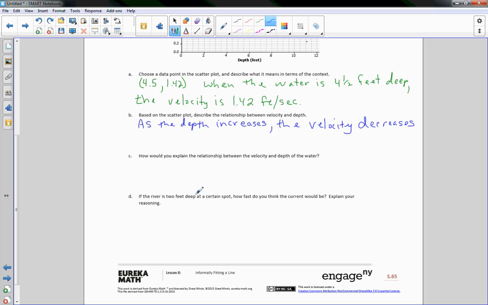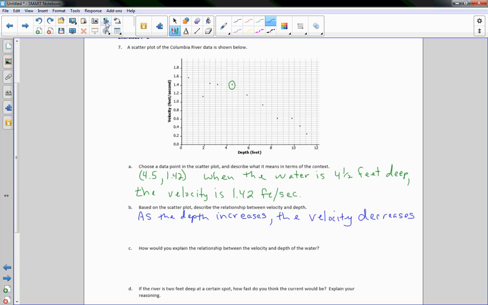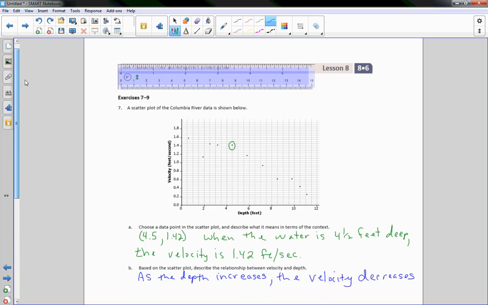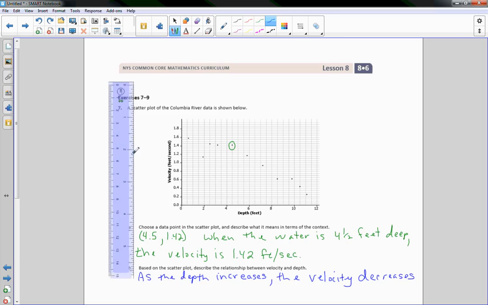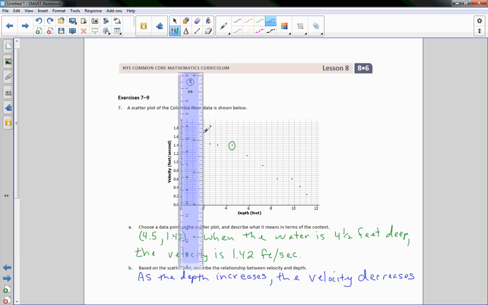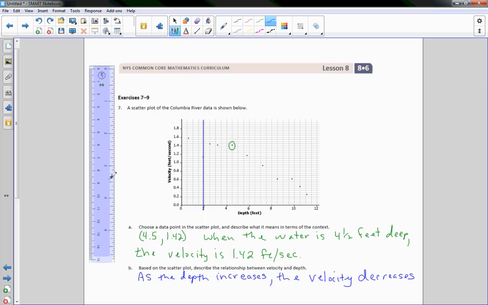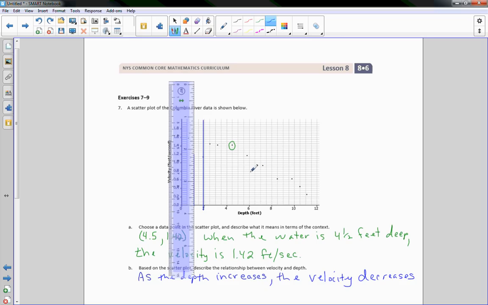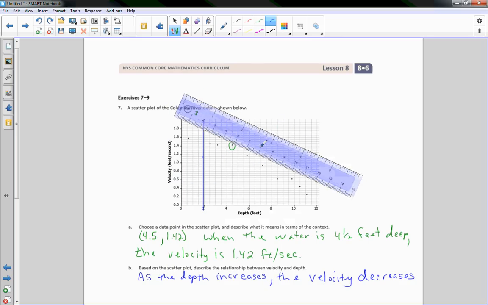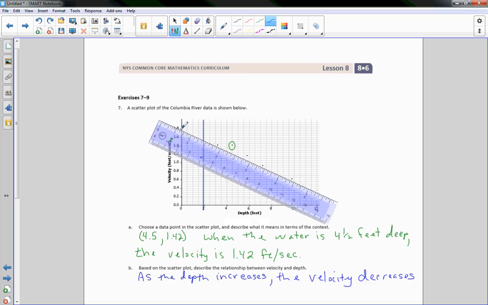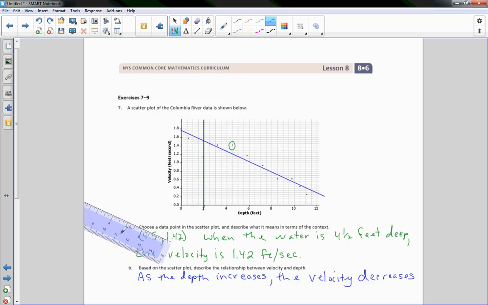D, if the river is 2 feet deep at a certain spot, how fast do you think the current would be? And explain your reasoning. Well, at 2 feet deep, let me just use my ruler this time. And I'm going to swing it around here so it's here. So here's 2 feet right here. Here's the 2-foot depth mark right there. And so if I were to draw a line of best fit approximating where that would be, then I would bring my ruler down here and I would draw a line like so. So there would be my best fit line. So my approximation would be somewhere around here.